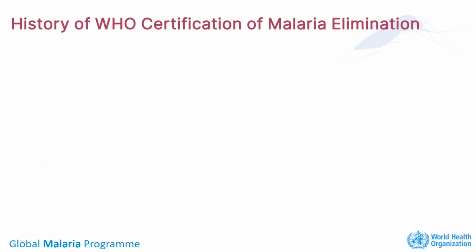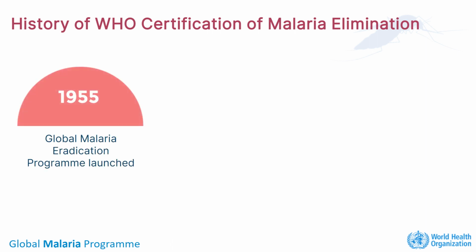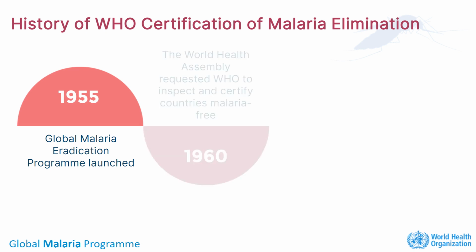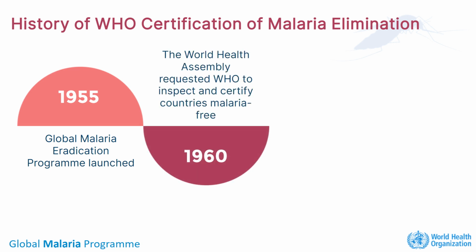Soon after the Global Malaria Eradication Program was launched in 1955 to rid the world of malaria, the 13th World Health Assembly requested WHO in 1960 to establish an official register listing areas where malaria eradication is achieved after inspection and certification by a WHO evaluation team. Note at that time, the word eradication was used in the same way that we use elimination today, applying to a single country rather than the globe.